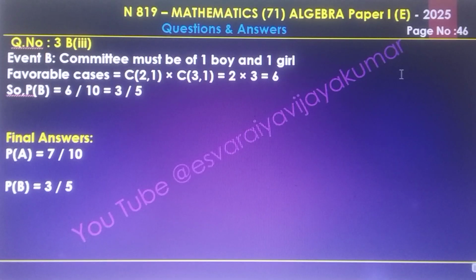Then event B: the same way we are calculating the favorable cases. C(2,1) into C(3,1), 2 into 3 equal to 6. 6 upon 10 is 3 upon 5. The final answer is P(A) equal to 7 upon 10 and P(B) equal to 3 upon 5.